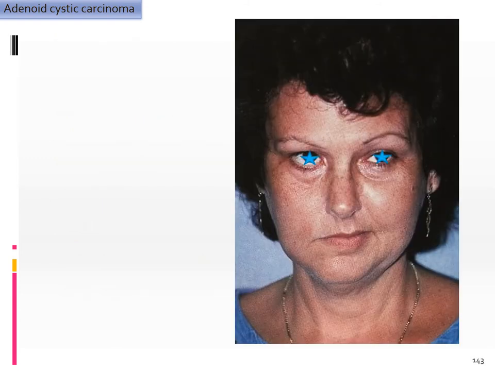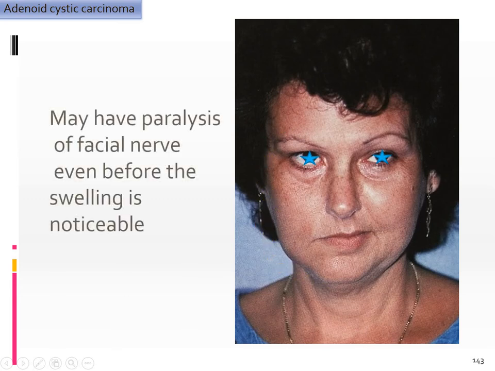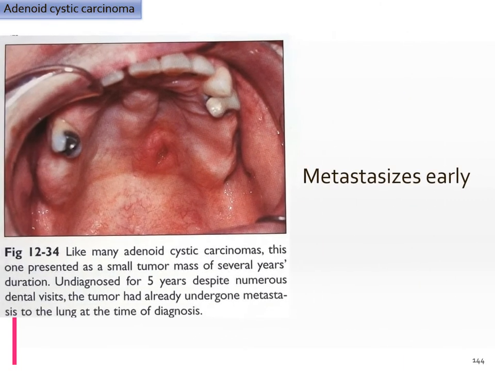Now look at this person here. You can appreciate that there is an asymmetry there. Even though she is smiling, you can see that her right side seems to be paralyzed, which is sometimes because of the involvement of the facial nerve when the parotid gland is involved. The same person also had a palatal lesion here, and you can see there is an ulceration that develops in this. Adenoid cystic carcinoma is notorious for showing metastasis at an early stage.